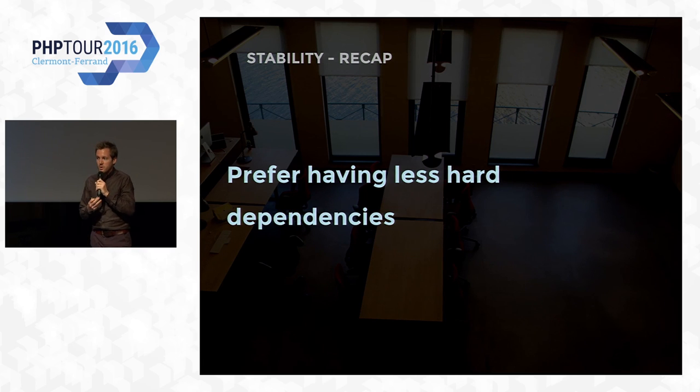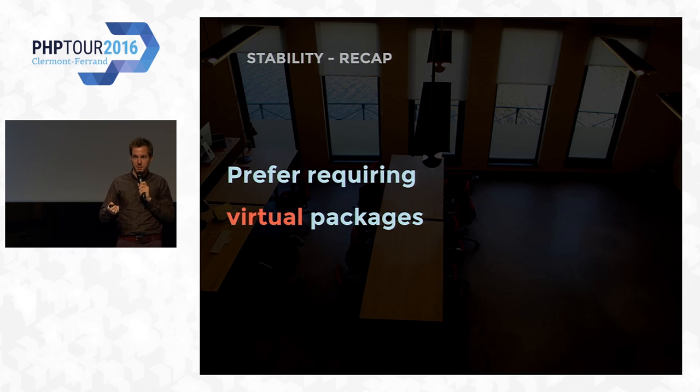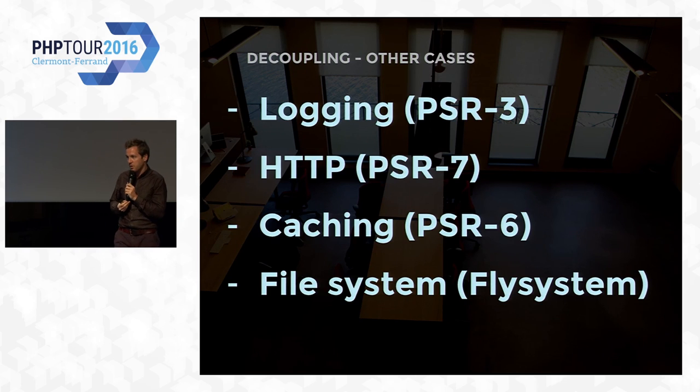So the main thing you need to remember is that as a package maintainer, you need to prefer having fewer hard dependencies. You also need to prefer requiring stabler packages. The most stable packages are virtual packages. They are at the top of the graph. So there's a number of packages that use this. We have PSR3, PSR6, and PSR7, which is logging, HTTP, and caching.